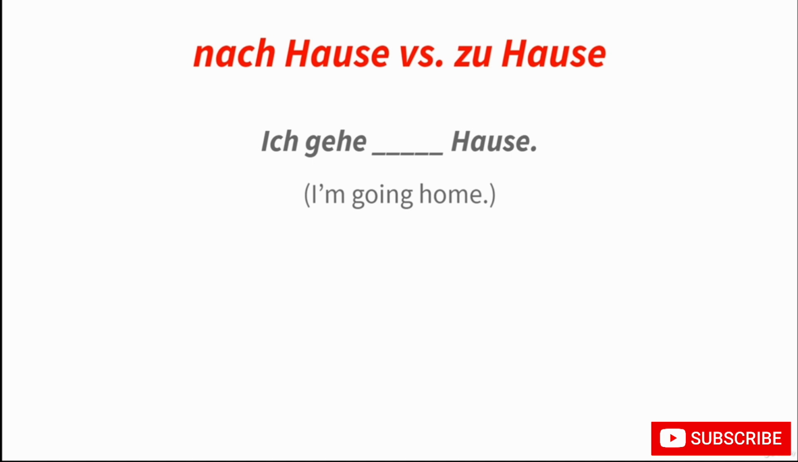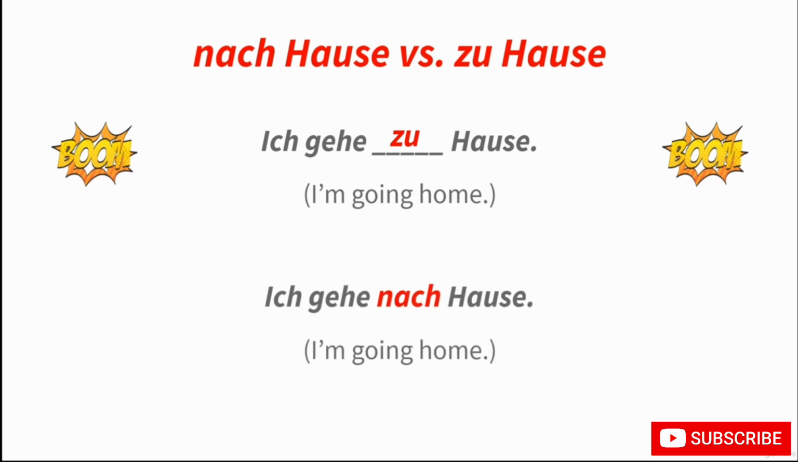I'm going home. I want to say I'm going home in German. What is the answer? Zu or nach? In general, German learners think it's zu, but it is false because, as I said before, zu Hause means at home. That's why this sentence has no meaning. When we translate "I'm going at home," it makes no sense. The right form of this sentence is Ich gehe nach Hause, which means I'm going home. This is a mistake that German learners commonly make.